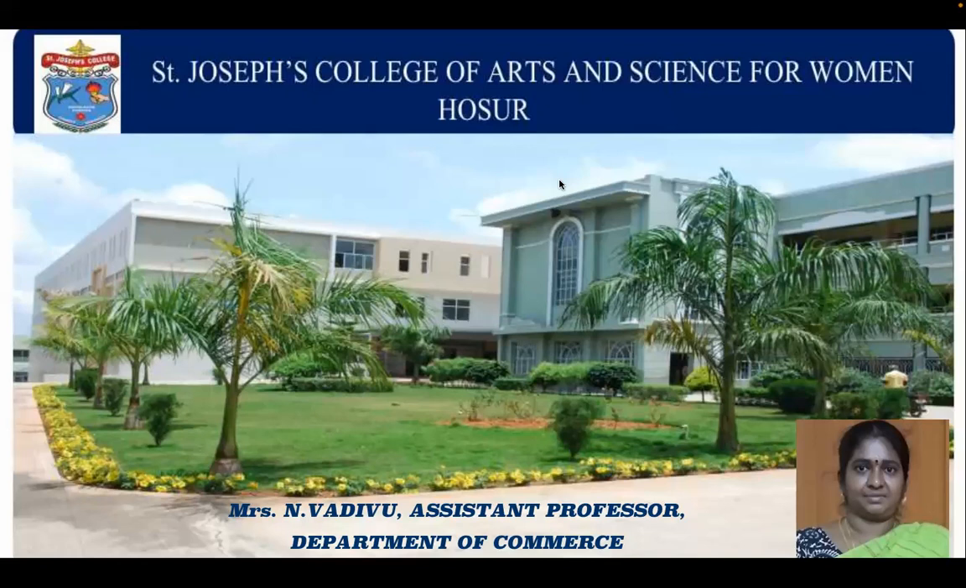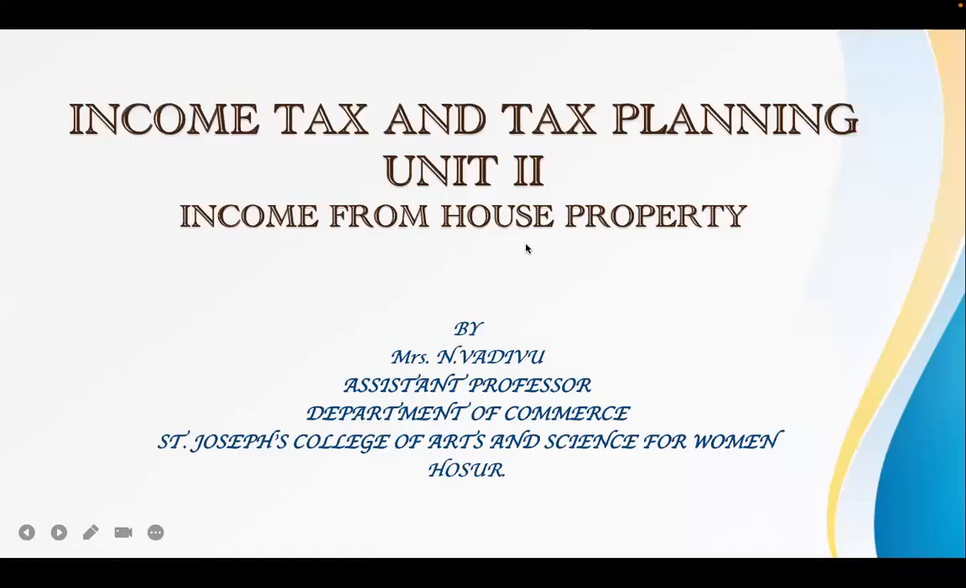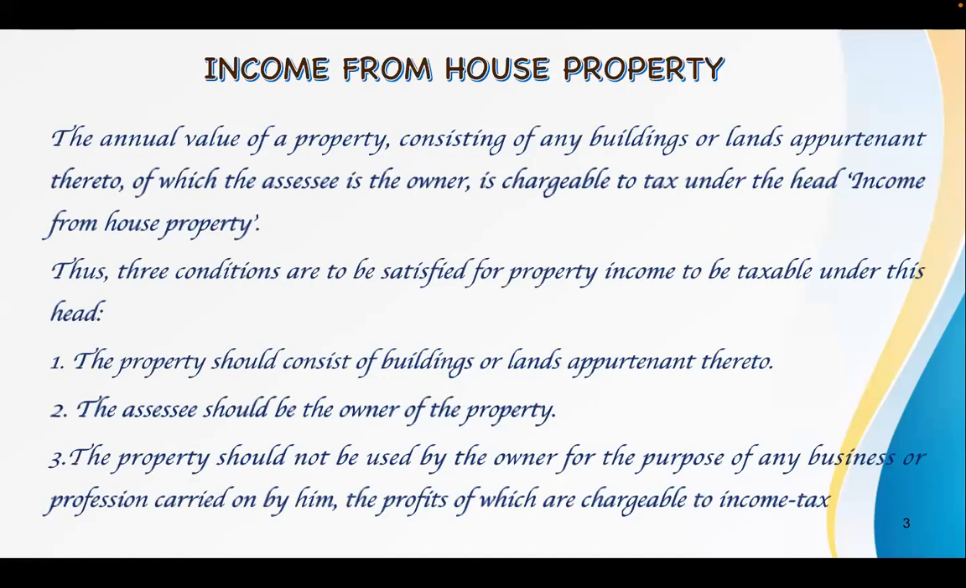Under the head of income from house property, the charging section is Section 22. Under Section 22, the annual value of any property constituting any building or land appurtenant thereto, of which the assessee is the owner, is chargeable to tax under the head income from house property.